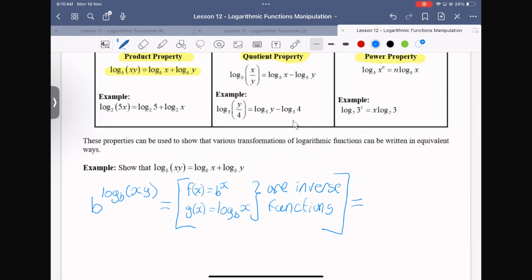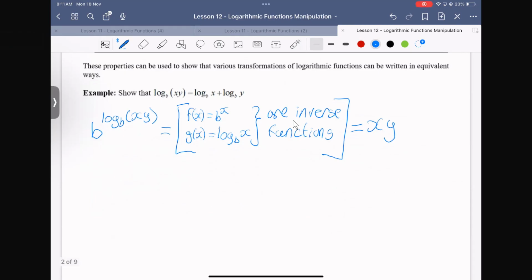This and this cancel each other, and you're left with xy. We're just taking the expression b to the power of log base b of xy. I thought if you plug a function into its inverse, the answer is x. Yes, and x in this case is xy. We have to do a substitution. The x is the xy.